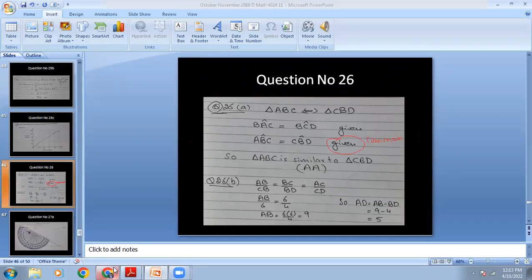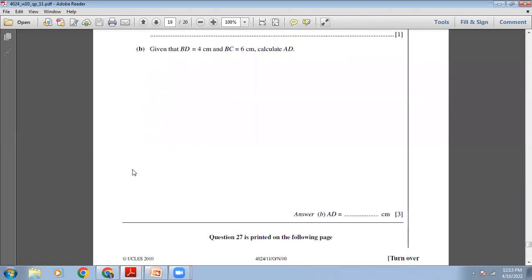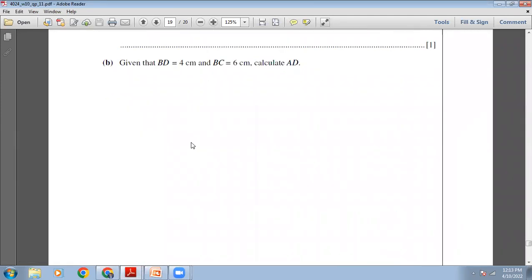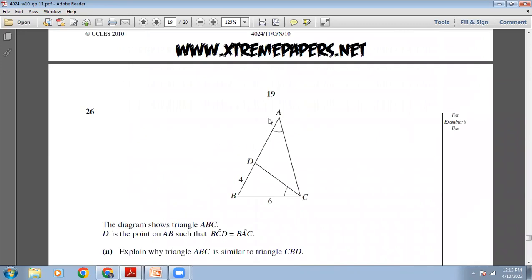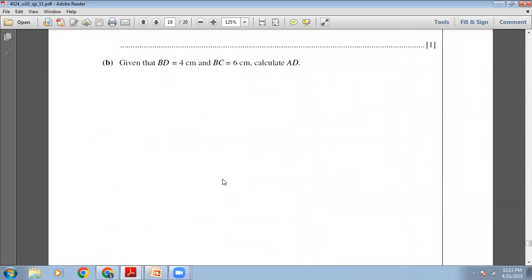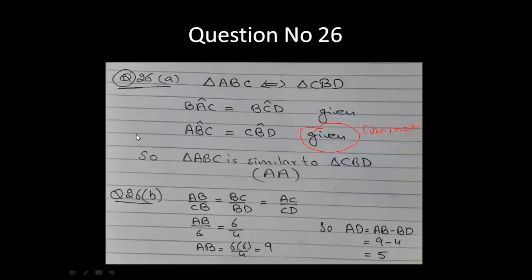Okay, now this part, the 3 mark question. He says the BD is 4 and the BC is 6. Calculate the AD. They want me to find out the AD. I will find out the AB basically, and from there I will subtract the BD, because these two triangles are similar. So the ratio of their sides will be same.